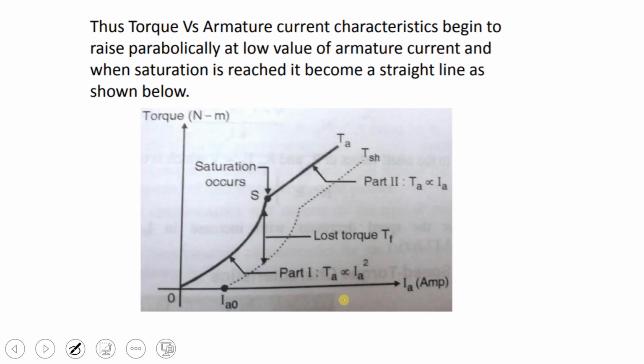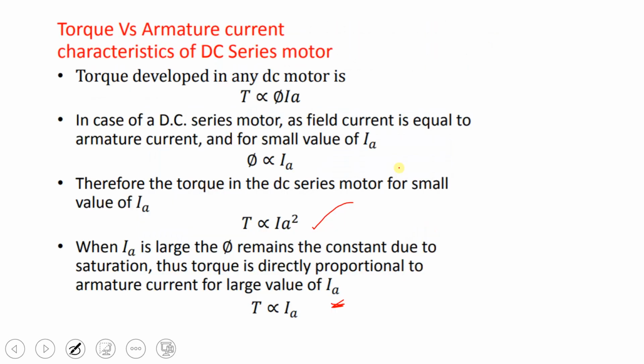This is the characteristic curve of torque versus armature current. On this side we have torque, and on this side we have armature current, and this is where the saturation point occurs. This is the part where T is directly proportional to Ia squared, and after some time the saturation occurs, and after that it becomes directly proportional, T is directly proportional to Ia, as explained in this slide.